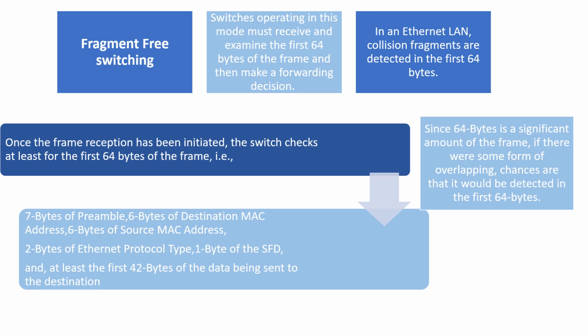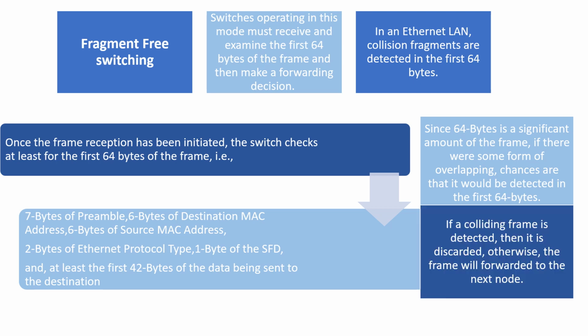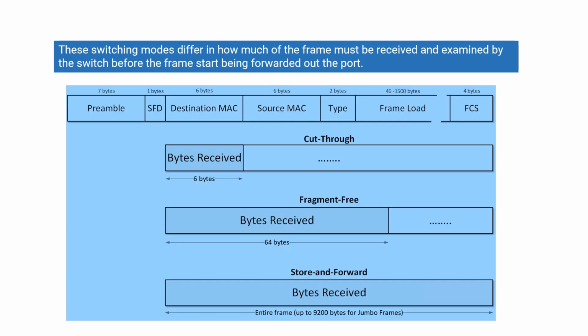Since 64 bytes is a significant amount of the frame, if there is some form of overlapping, the chances of collision being detected are high. That is, overlapping will be detected in the first 64 bytes. And if a colliding frame is detected, then it is discarded. Otherwise, the frame will be forwarded to the next node. These switching modes differ in how many bytes of the frame must be received and examined by the switch before the frame starts being forwarded out from the port.